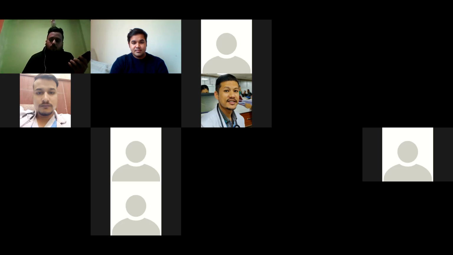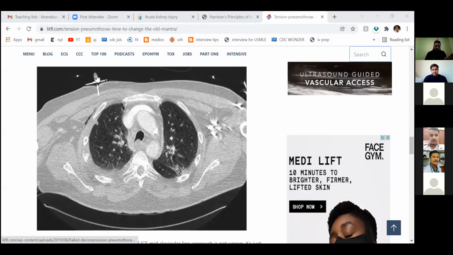The reason being, I'll just show you a slide which explains that. I'm just going to share the screen. If you look at this, this is the device placed in the second intercostal space. But can you see the tip? It just reached over there. It has actually not gone inside. That is the main reason.